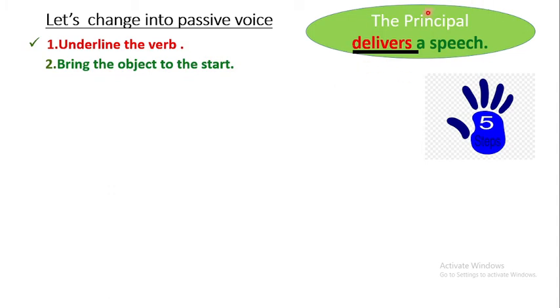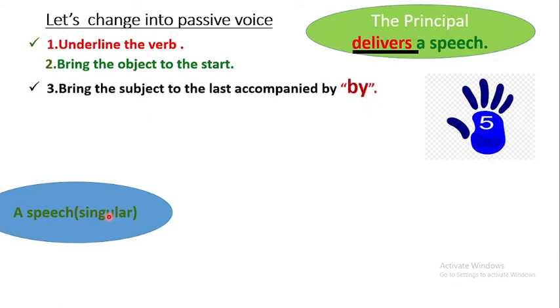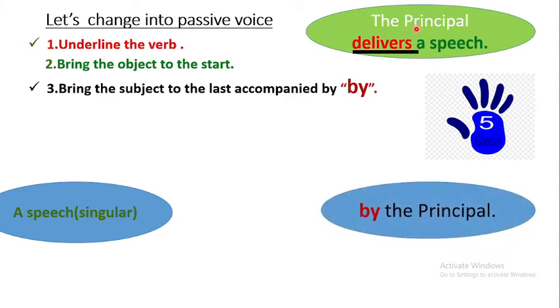Second step, bring the object to the start. In this sentence, what is the object? A speech. See this, a speech, singular. Third step, bring the subject to the last, accompanied by the word by. This is the subject. It should come last. See this. There. And you have to add the word by: by the principal.